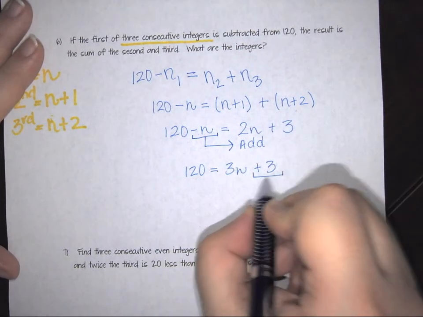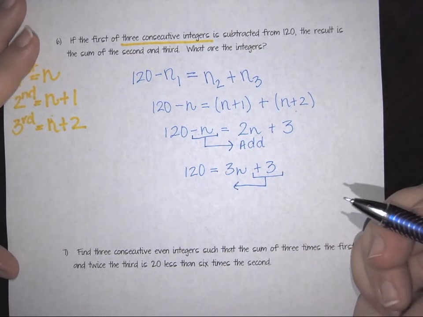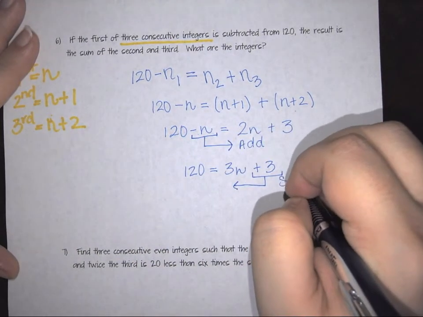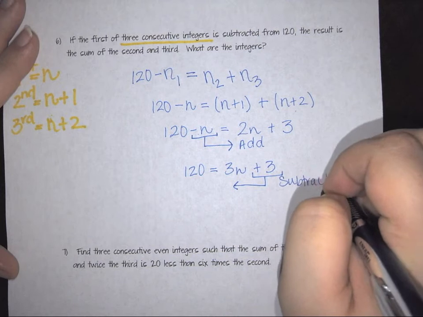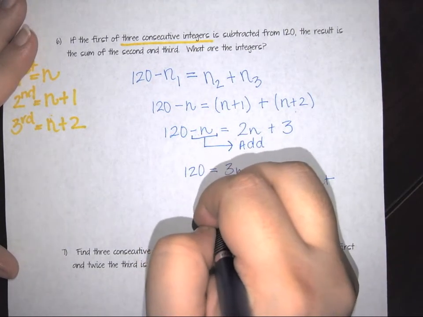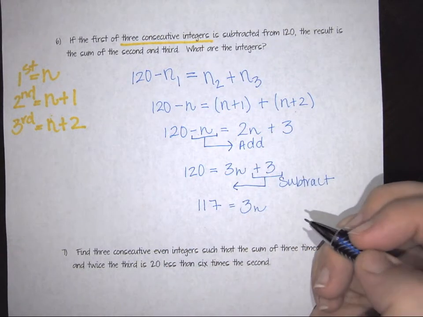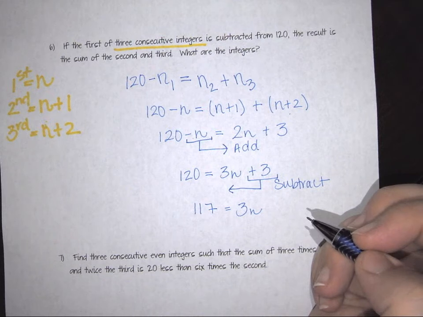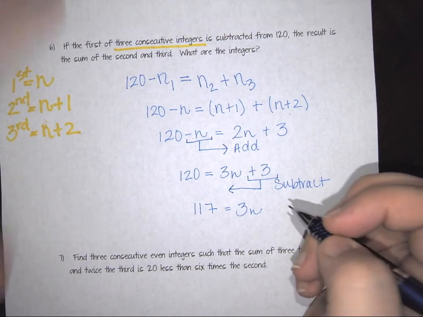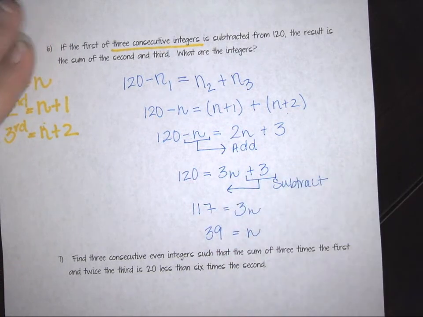I would take this 3 and we need to move it to the other side. Because it's being added, to move it you have to subtract. So 120 minus 3 gives you 117 equals 3n. And then we're going to take that 117 and divide it by 3, which comes out with 39 equals my n.